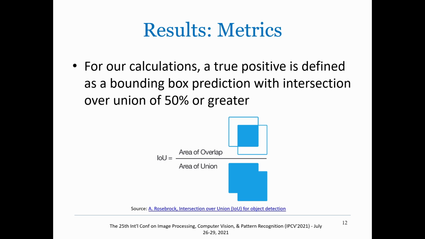Now for our study, we chose that an intersection over union of 50% or greater would be a true positive detection, and anything less than 50% would be a false positive detection.